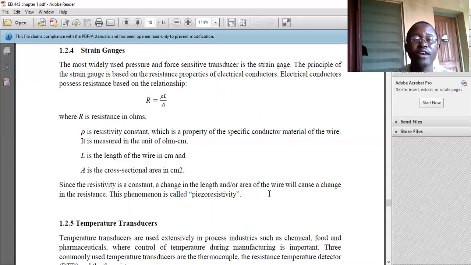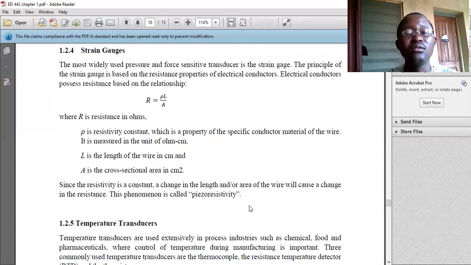And this phenomenon is called piezoresistivity. In your exam, you can be asked to explain the phenomenon called piezoresistivity as related to the strain gauge. You should be able to explain this. So the strain gauge operates on the principle of R equals rho L divided by A.